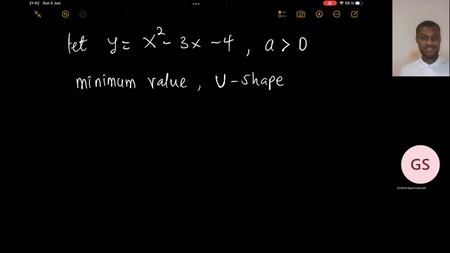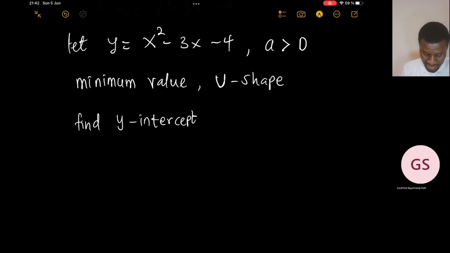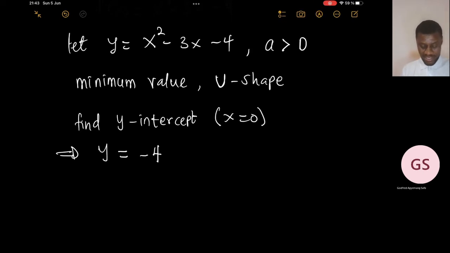So first, we find the y-intercept. That is when x is equal to 0. And that will give us y equal to, since x is 0, minus 4. That means the curve cuts the y-axis at the point minus 4.